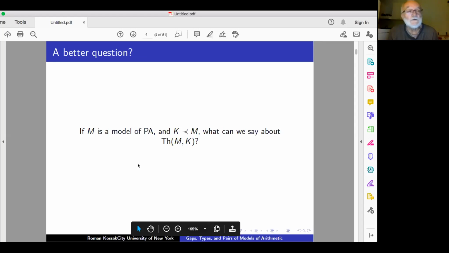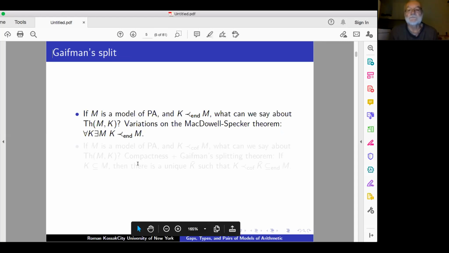So instead of just asking this in general, you can ask, if you have a model and its elementary extension, what can be expressed about this extension in the first order way? And it already becomes a little bit more interesting, because you might want to classify some theories of those pairs, and maybe something interesting comes out, and that also soon becomes complicated. But first, some background to it. This question can naturally split. That's what I call the Gaifman split.